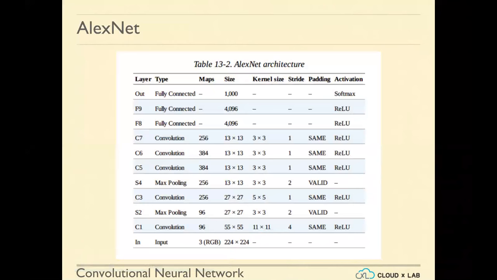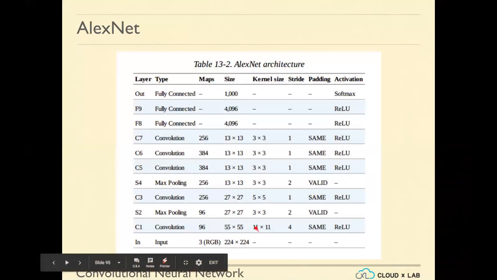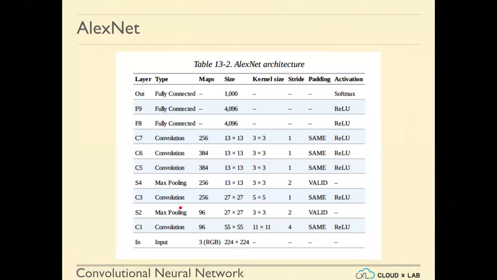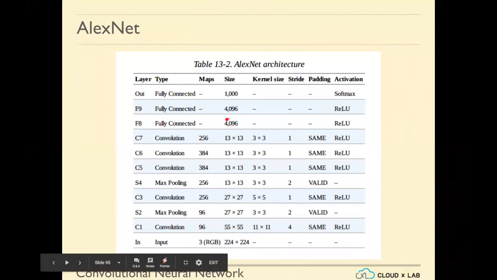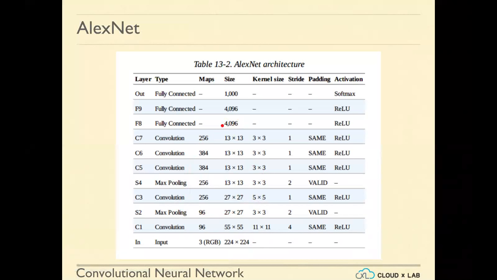And at this point, this is the kernel size in the first layer, this is the stride, and the padding was same. And so on, you can see that. Now this was a huge network, and you can see that even in the end, it has a total of two hidden layers, each of size 4096.